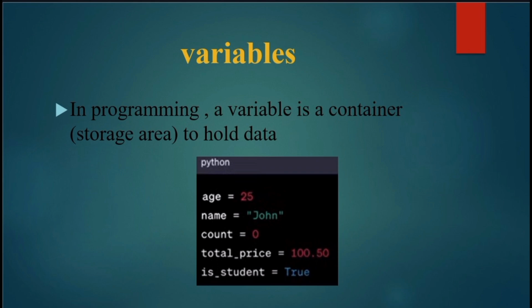So you can use that box again and again in your code, which makes your programs flexible and smart. It's like labeling containers so you can know what's inside. So you can see the examples on the screen. Age equals 25, name equals John and count equals 0.